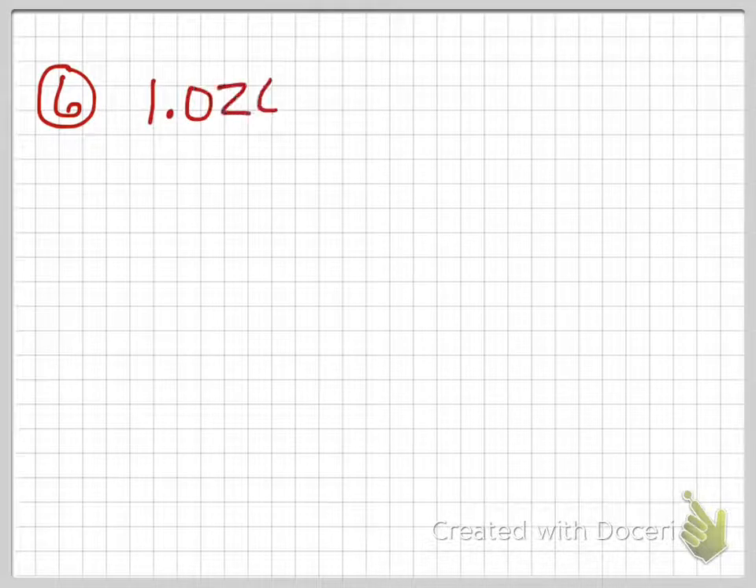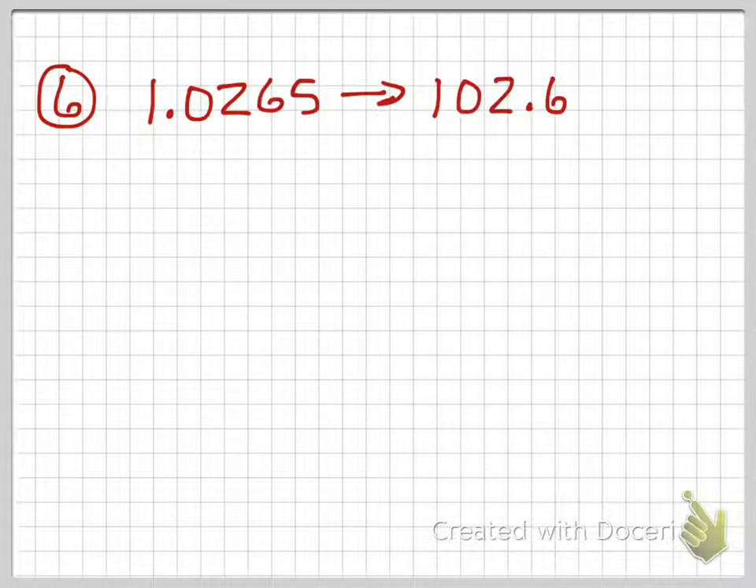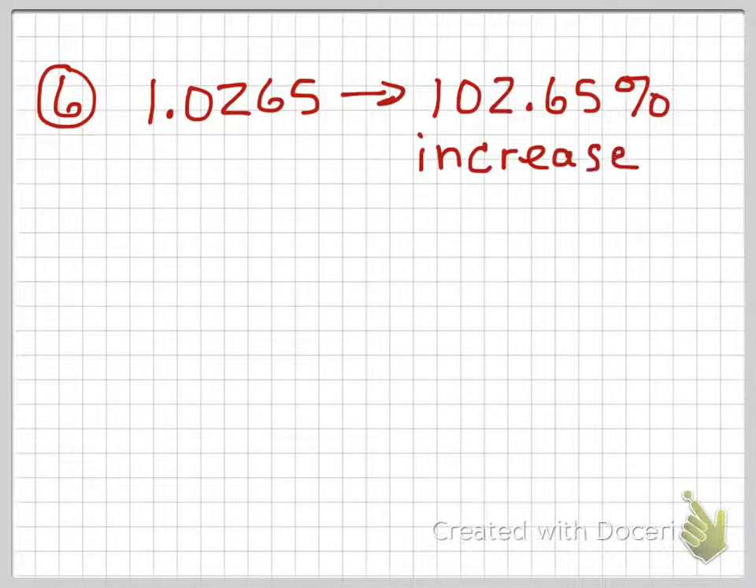Alright, problem number 6. We're supposed to figure out what the yearly rate is. So in this case, if I take my multiplier and change it into a percent, I come up with 102.65%. Now knowing that 100% of my investment is included in that percent, I can tell that my investment is going to grow or increase by 2.65%.